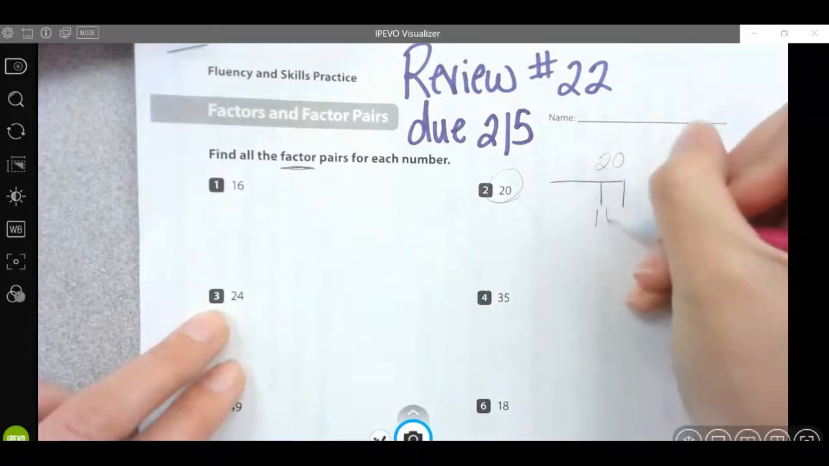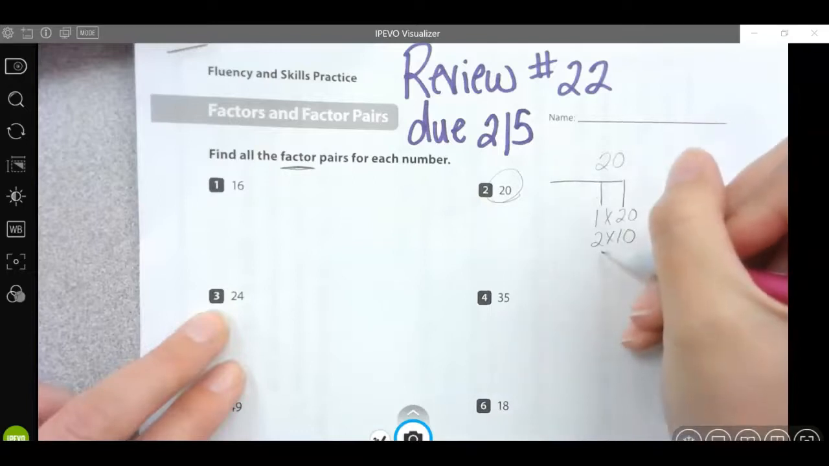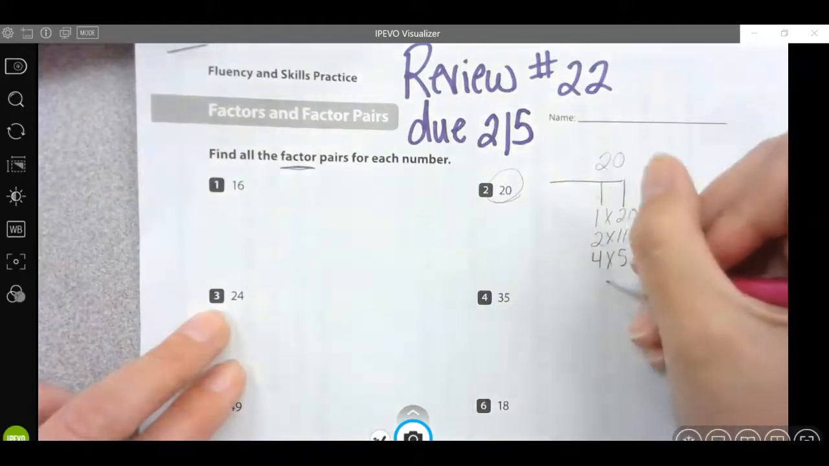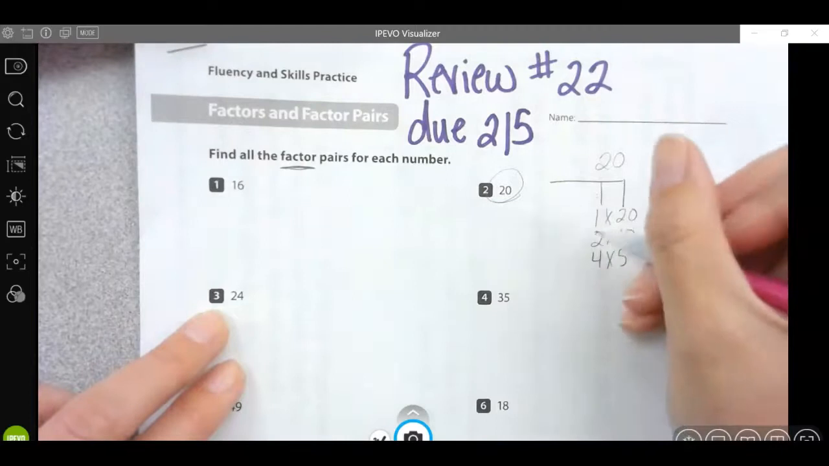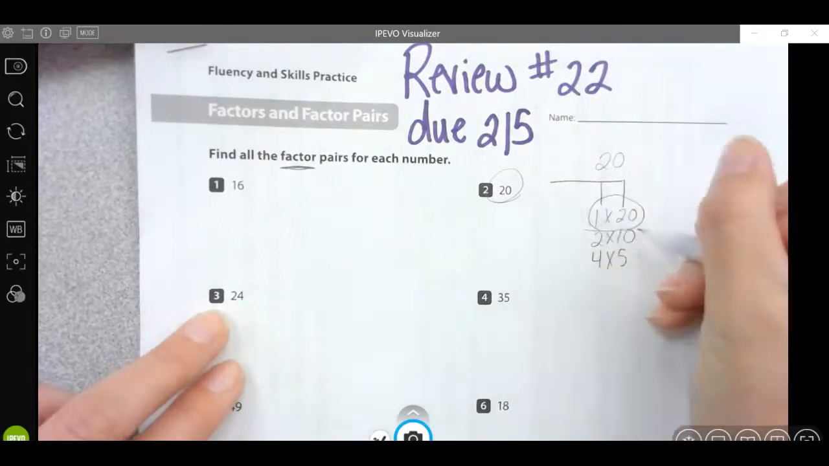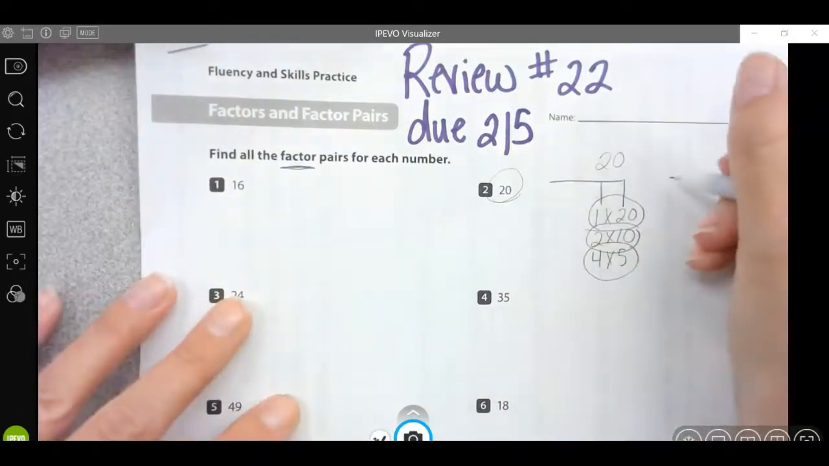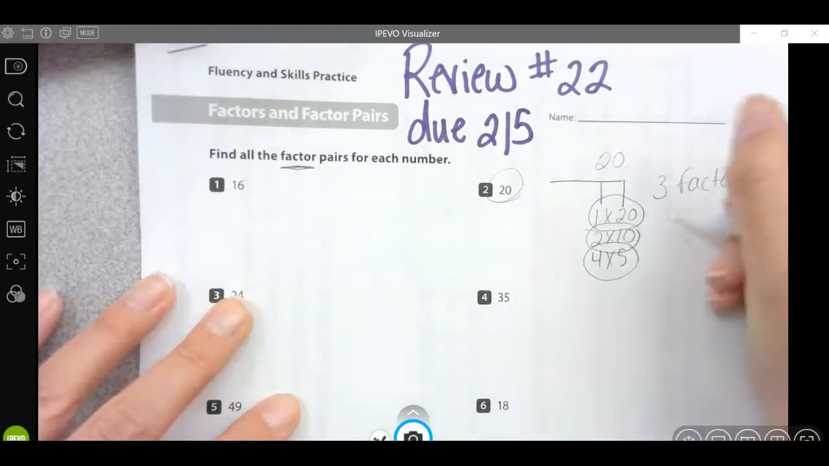So we always start with 1 times 20, 2 times 10, 3 times anything? 4 times 5. And then we would have 5 times 4 again. So we're done. How many factor pairs of 20 do we have? I told you the answer. We have 3 factor pairs.